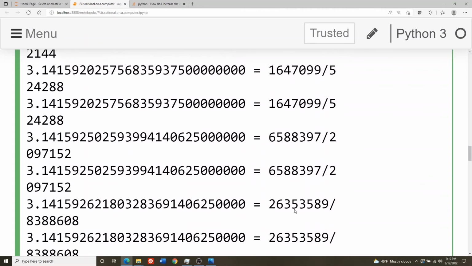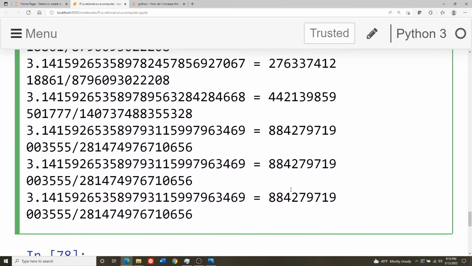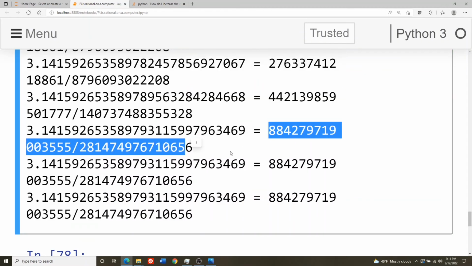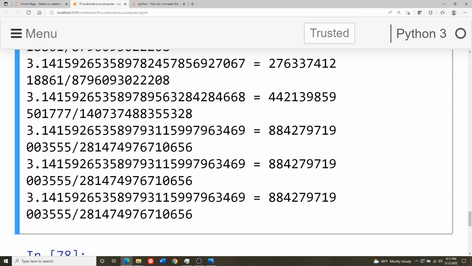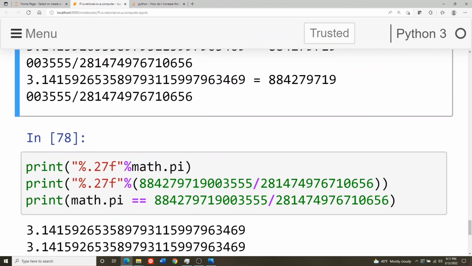Keep going down, down, down, and we go all the way down here. So at 53 binary digits, we get this thing. This number wrapped around and divided by the denominator, and I went a little bit past that, and you see that it stays the same. So here is your rational approximation to pi. That is what the computer is using.